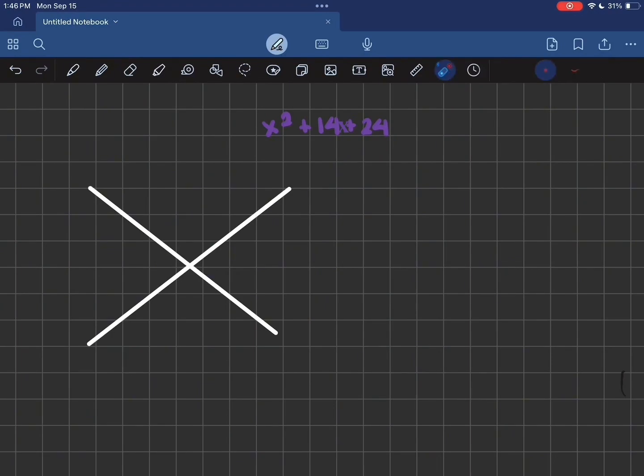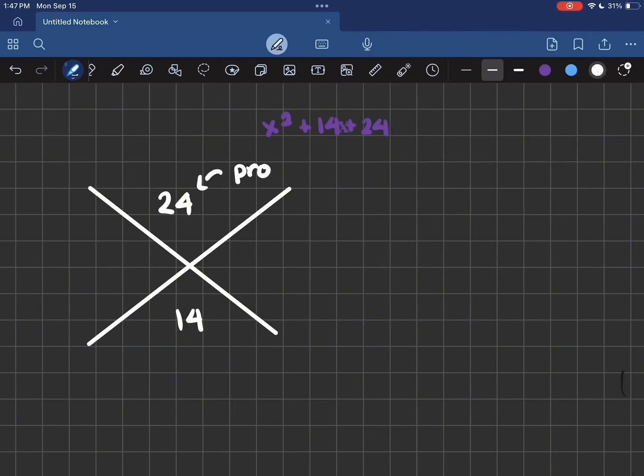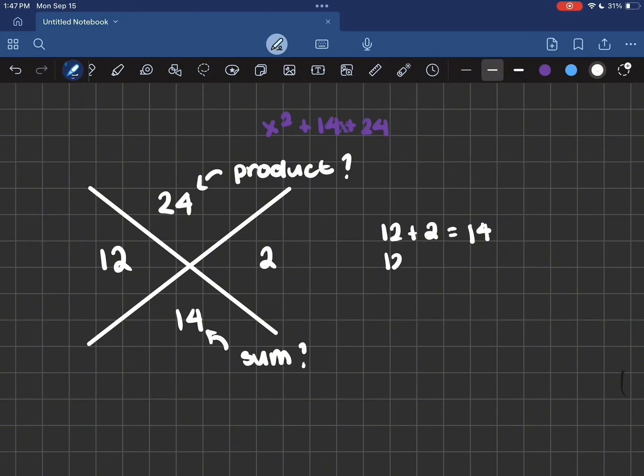We start by multiplying x exponent 2 and 24 to find the upper side, which is still 24. Then we place 14x on the lower side of x. Next, we find the common factor of 14 and 24, that the product is 24, and the sum is 14, which the numbers are 12 and 2, because 12 plus 2 is equal to 14, and 12 times 2 is 24.